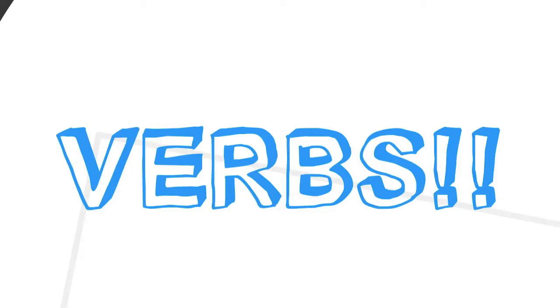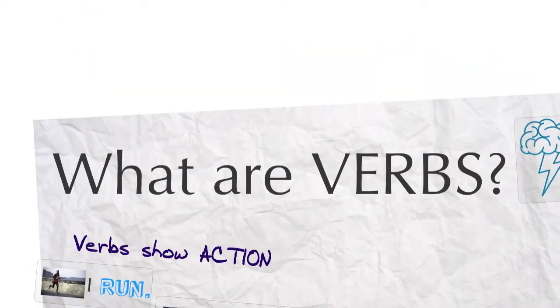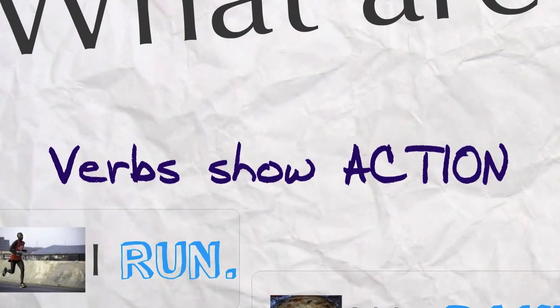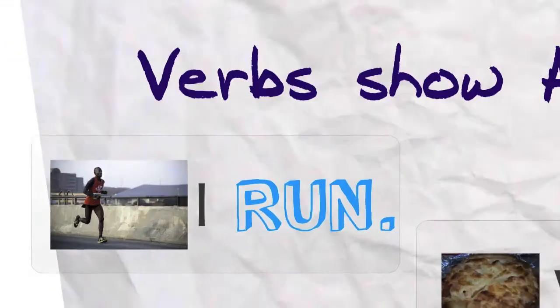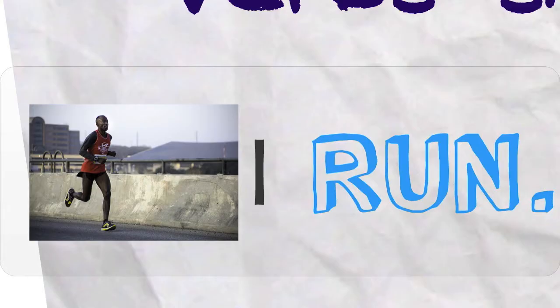Welcome to the video tutorial on identifying verbs in a sentence. First, a brief review. What are verbs? Verbs show action, and the action being performed in the sentence. For example, I run. Run is the verb that shows an action.